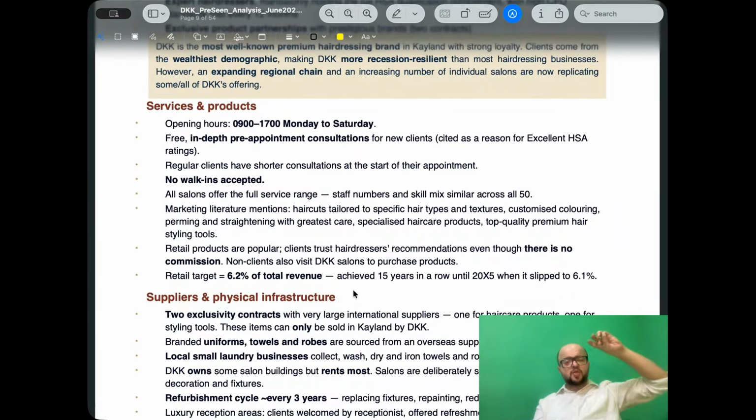Marketing literature means brochures, or they put up posters, and I have seen this in some of the bigger salons, like a menu card in a hotel, they also literally have a menu card where they mention all of these things, how much a haircut costs, how much perming costs, and all of that. Retail products are popular. Clients trust hairdresser recommendations, even though there is no commission. Non-clients also visit DKK salons to purchase products.